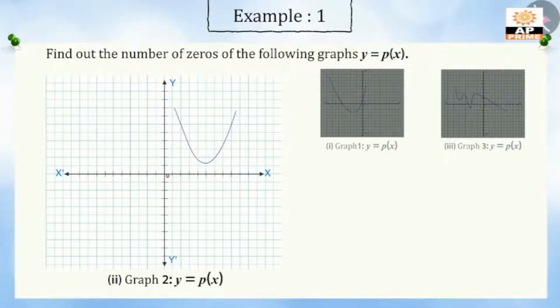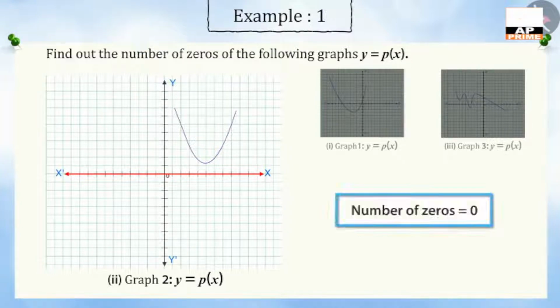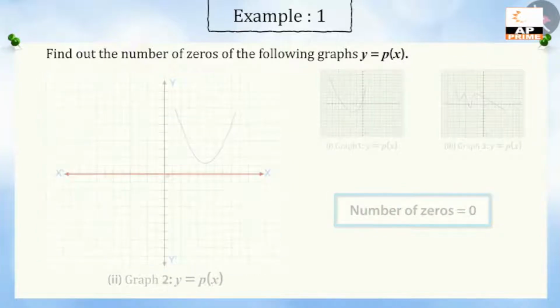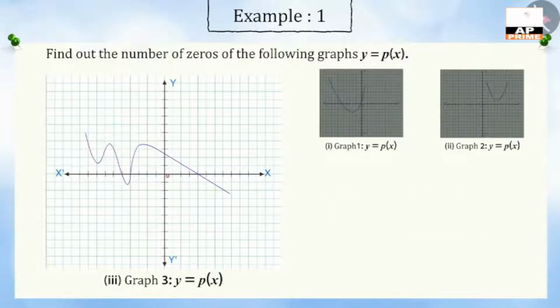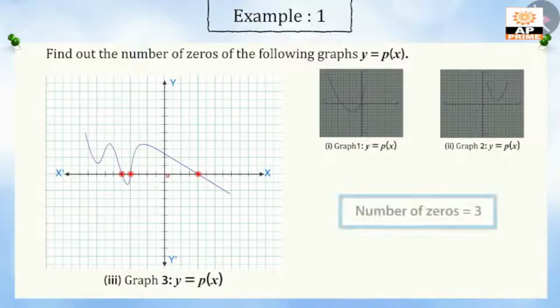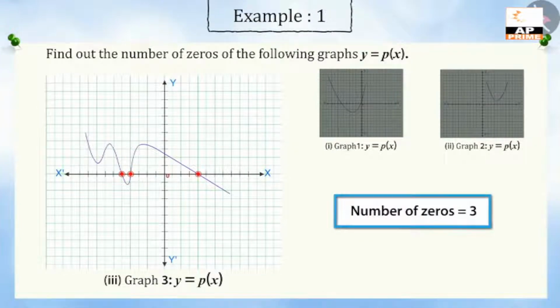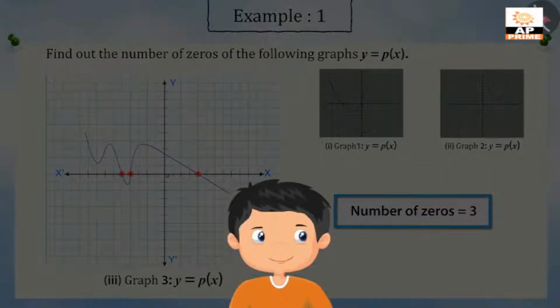In the next graph, you can see that the graph doesn't intersect the x-axis anywhere. Hence, the number of zeros in this case will be 0. In this third graph, you can see that it cuts the x-axis 3 times. Hence, the number of zeros will be 3 in this case. Let's look at another example.